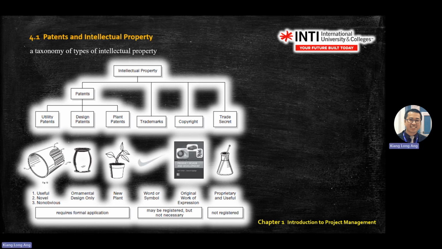What else? Okay, then the plant patent, of course, you discover and breed new trees, new plants, new durian tree. This one you can register, for example. Okay, so these three require formal application. We need to submit a document to apply for that number.